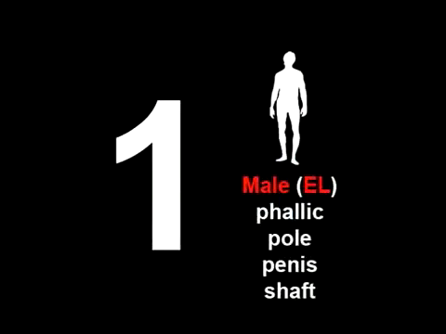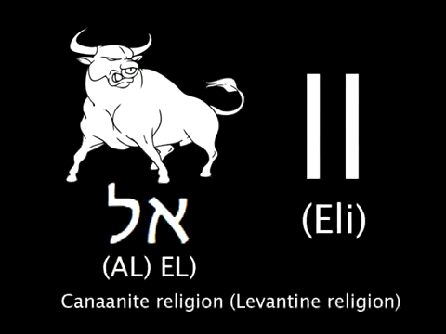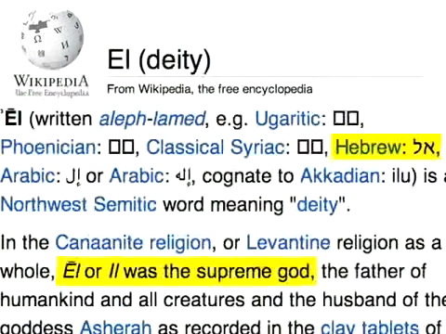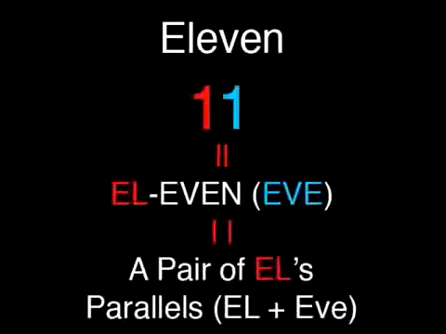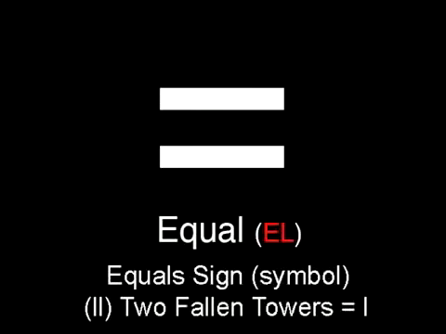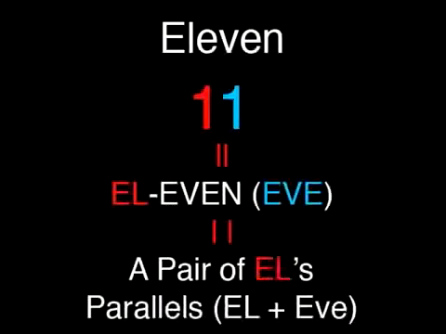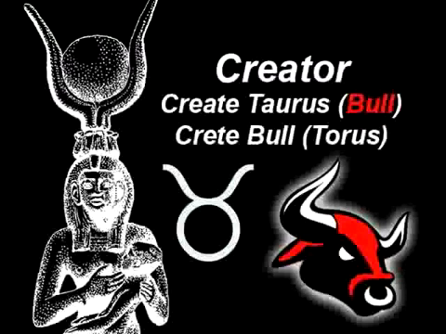And of course, you'll notice that the male erect penis is in the same exact shape as the 1, as well as the letter L. And of course, the bull god El was known by the 2 numbers, or the 2 letters of the 1 and the 1, or the double L's, which gives us our 11, or the L even, exactly like the parallel, or the pair of L's, or the equals, where the L's are equal. And of course the L even, or the 11, begins the Hebrew Bible in Genesis 1:1, the story of creation.